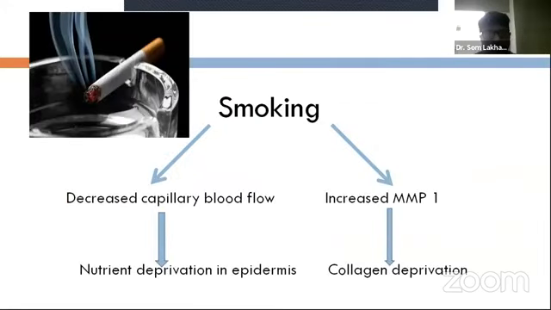The third important preventable cause of aging is cigarette smoking. Smoking produces aging in two ways. One, it reduces the capillary blood flow, which ultimately leads to nutrient deprivation in the epidermis. And also smoking leads to an increase in matrix metalloproteinase 1, which leads to collagen degradation. Because of both these factors, skin aging occurs at a faster rate.